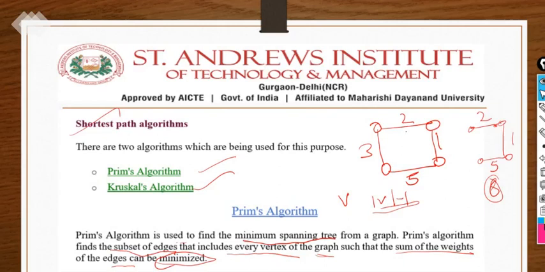It is also possible that rather than removing this particular edge, we can remove this one also. It's up to us, but it should be connected. So this one is also possible.